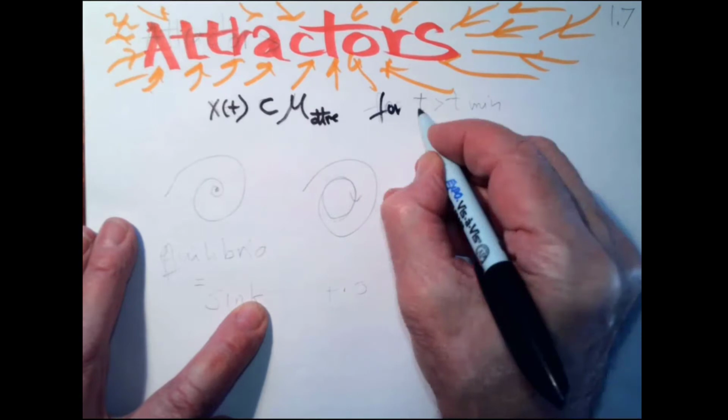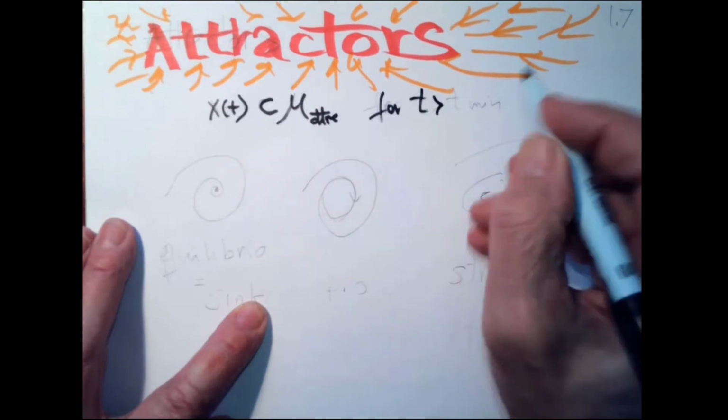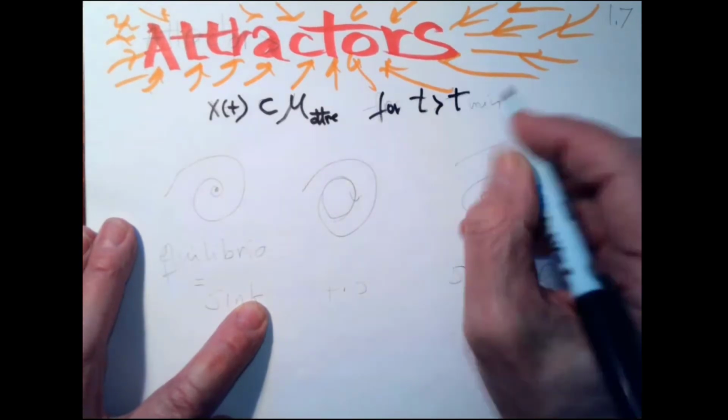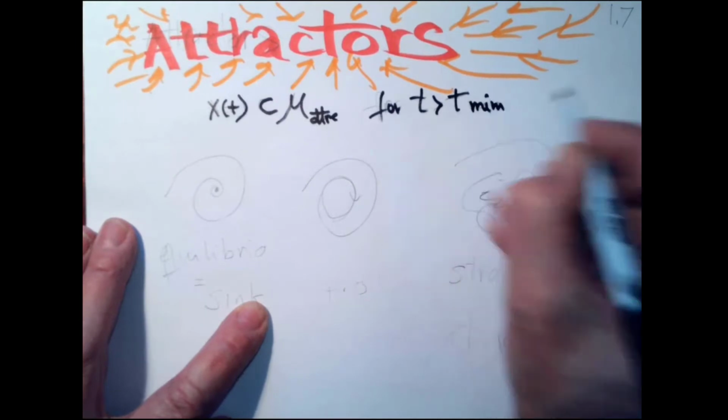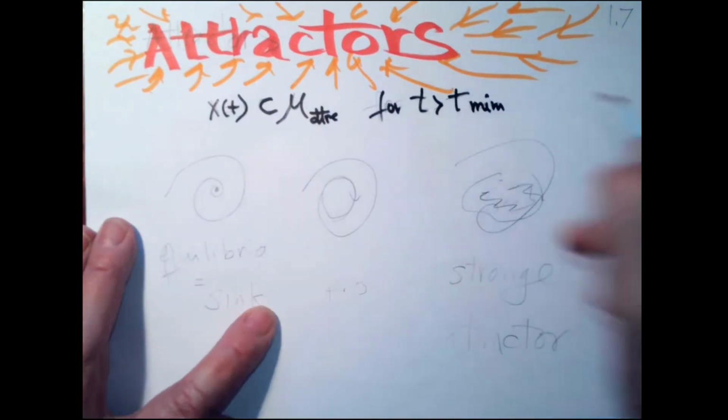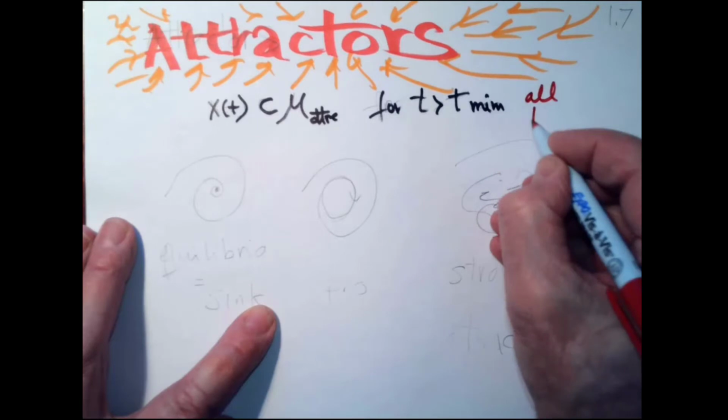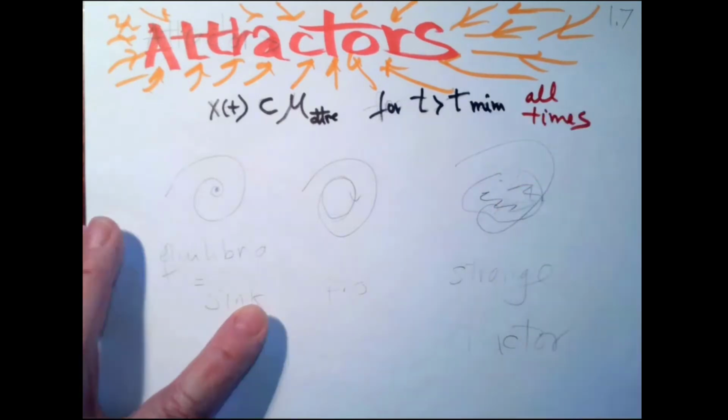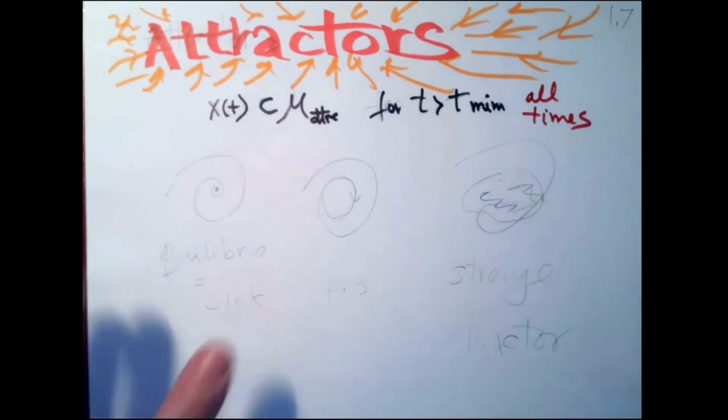for T, you enter it. So there's some minimal time wherever you started. And then you stay there for all times. You have entered an attractor, an attracting set.